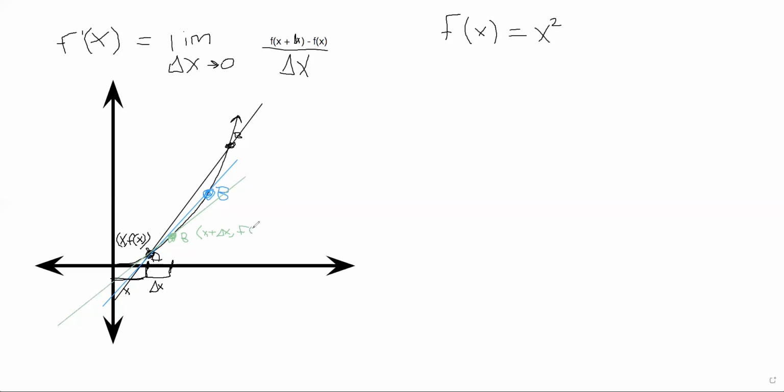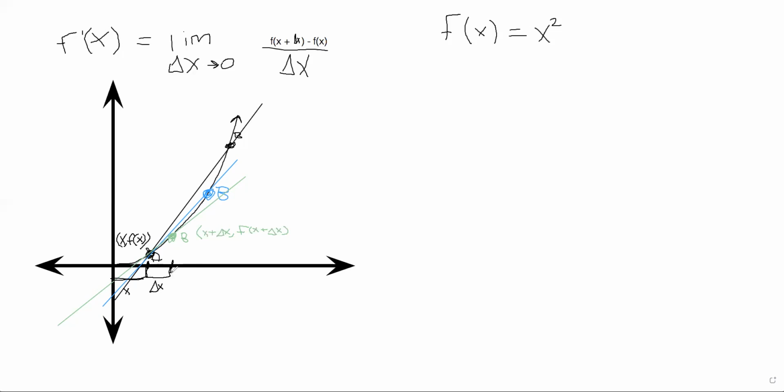We have an x, and we have a y that depends on that x. In this case, the y value depends on x plus delta x, in the same way that in A, f of x depends on x. So we're taking the limit as delta x gets smaller and smaller and smaller.